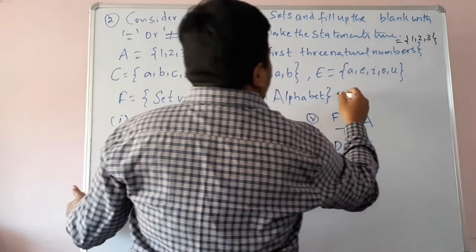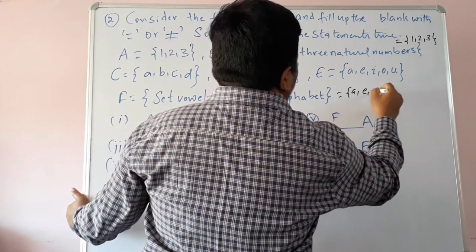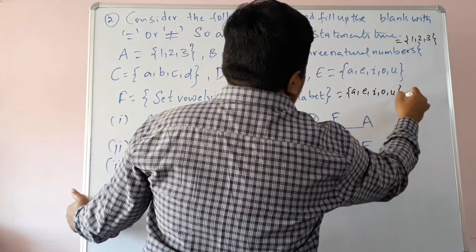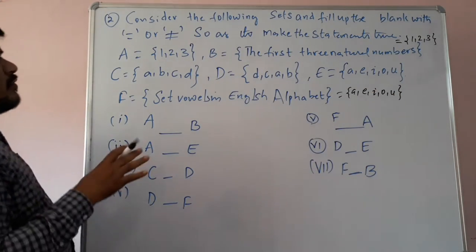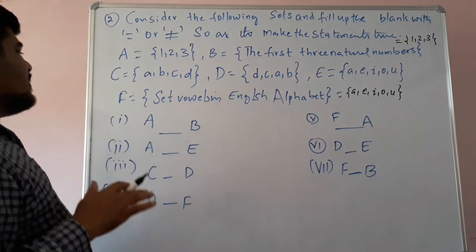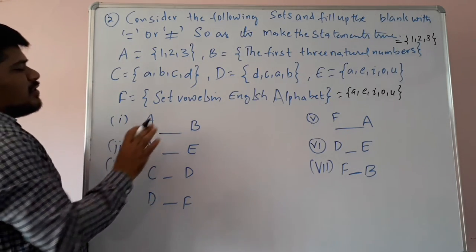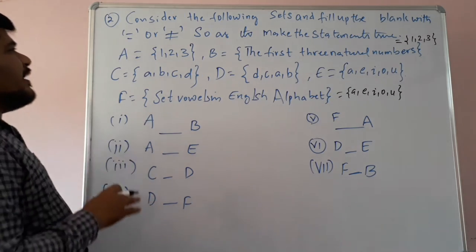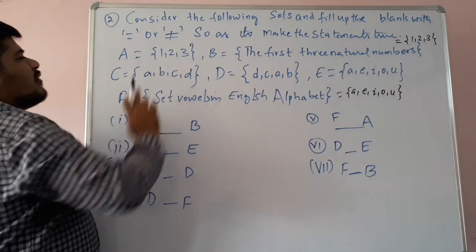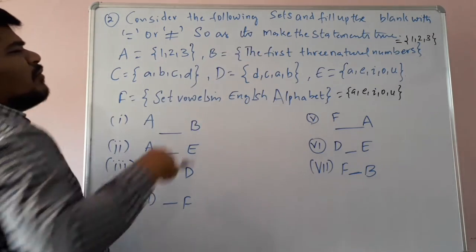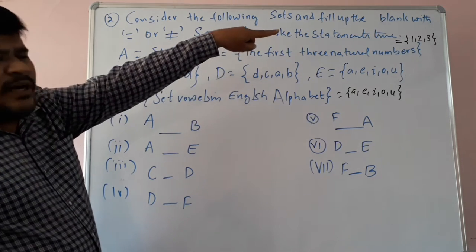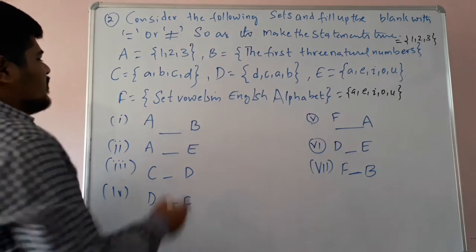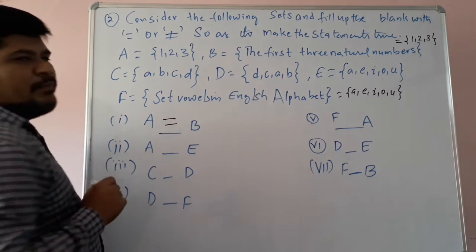What are the vowels in the English alphabet, children? A, E, I, O, U. Okay, so these are the vowels in the English alphabet. Now, based on this given information, we have to put here the equal to or not equal to symbol. A dash B. A is what? {1, 2, 3}. Even B also same, no? This is roster form, this is set builder form. If you write it in roster form, again you will get {1, 2, 3} only. So children, here you can use the equal to symbol.